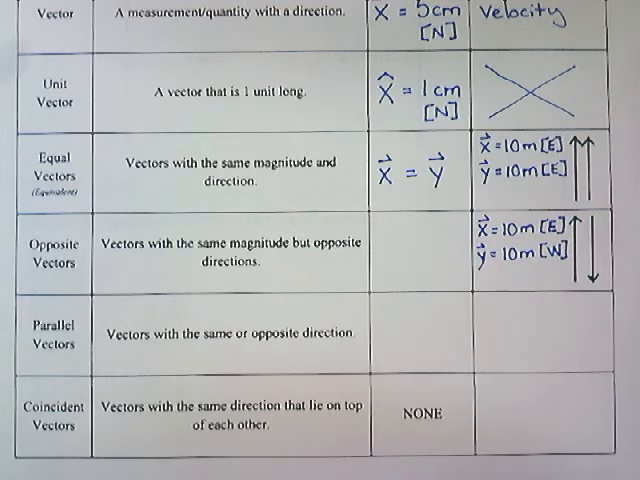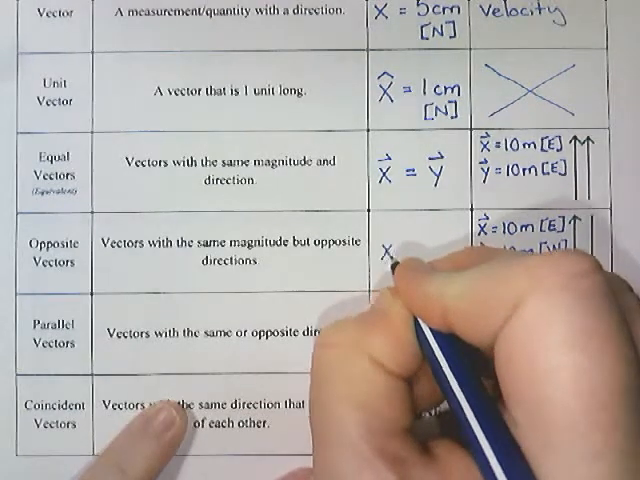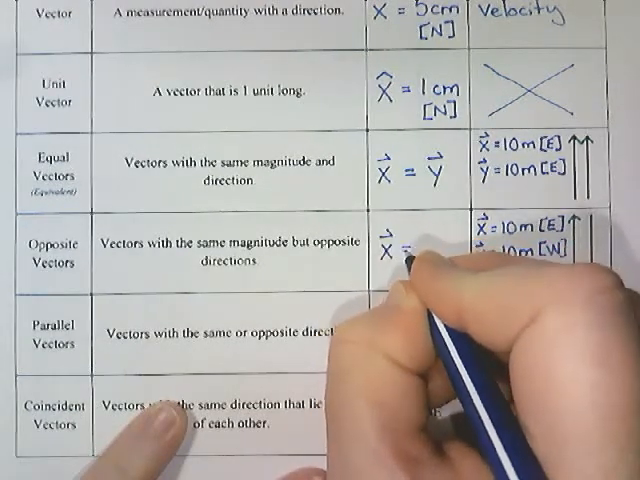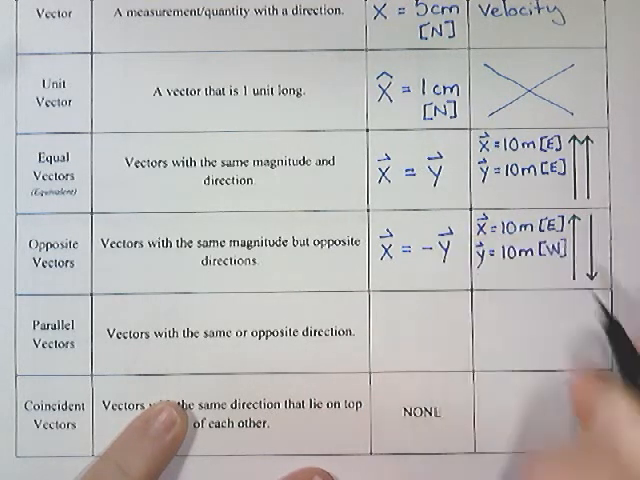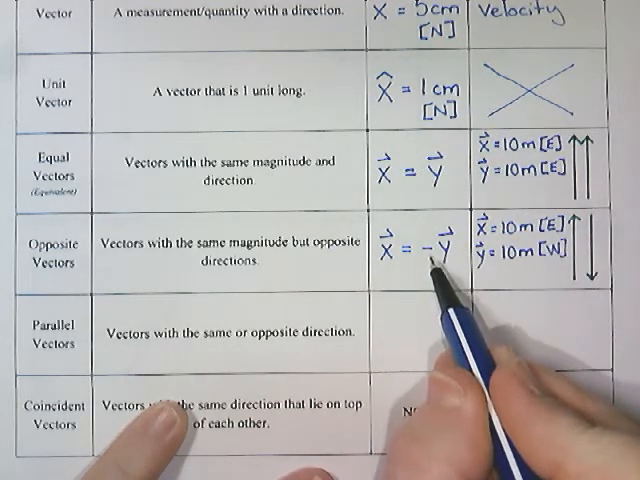So if they have opposite directions, in our calculus part of the course, we learned that the direction comes from whether the number is positive or negative. So if I was doing 10 meters east, that might be positive 10, and then 10 meters west would be negative 10. So if I had vector x and vector y was opposite, it should have the same magnitude but a different direction, so it would be negative y.